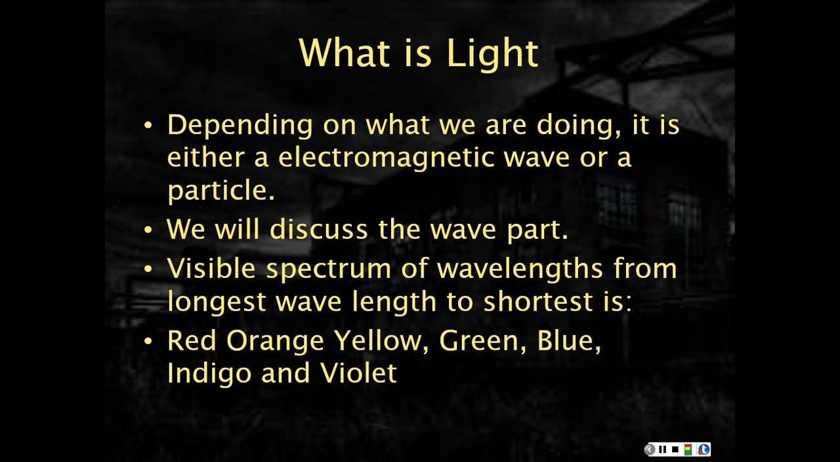So a little bit of background, what is light? Depending on what we are doing, it's either an electromagnetic wave or it's a particle. We're going to discuss the wave part. So visible spectrum of wavelengths from longest wavelength to shortest, and I'm sure you had this in a physics class for any of you that have had physics, is red, orange, yellow, green, blue, indigo, and violet. The Roy G. Biv. Red being the longest wavelength, violet being the shortest wavelength. That's the visible spectrum.